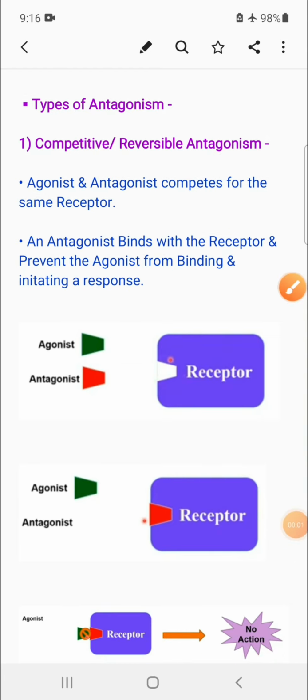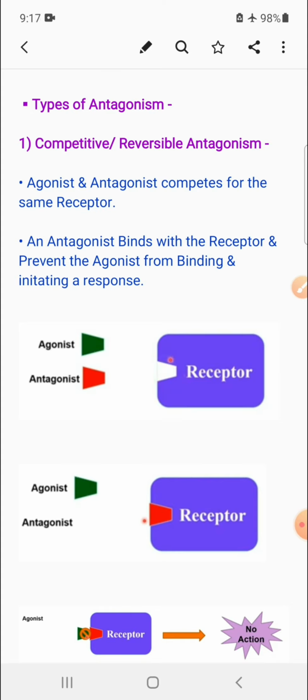Basically, there are two types of antagonism. First is competitive antagonism, also known as reversible antagonism. In competitive antagonism, as the name suggests, there is competition between the agonist and antagonist to bind to the same receptor. An antagonist binds with the receptor and prevents the agonist from binding, inhibiting the response and the pharmacological action.